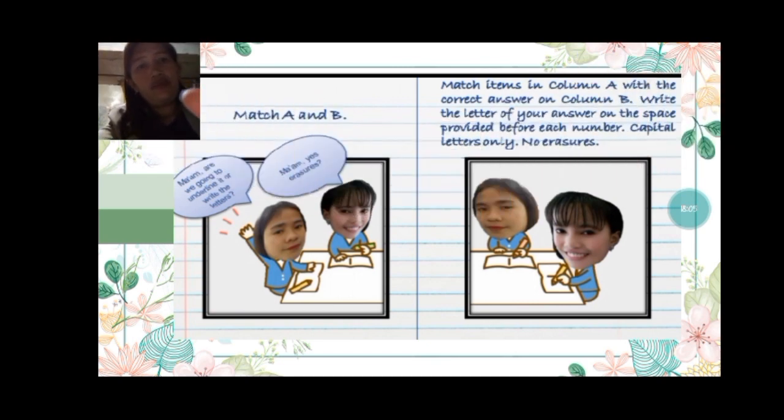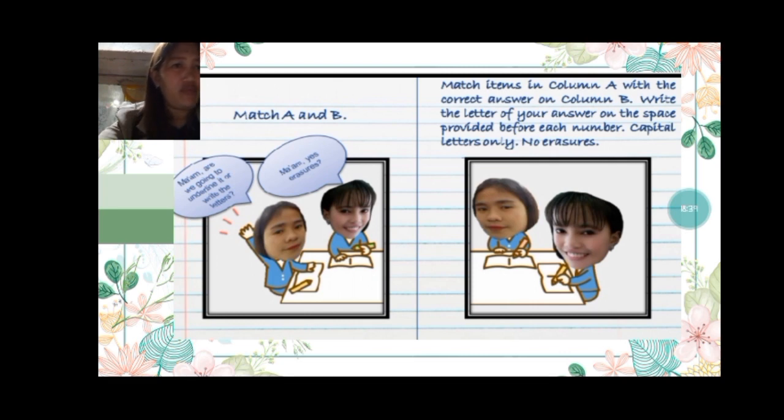There is a situation here where the teacher gave an instruction to his or her pupils. Here's the instruction: match items in column A with the correct answers on column B. Write the letter of your answer on the space provided before each number. Capital letters only and no erasure. So what have you observed about the instruction? Diba? It is very long. Very complicated instruction.